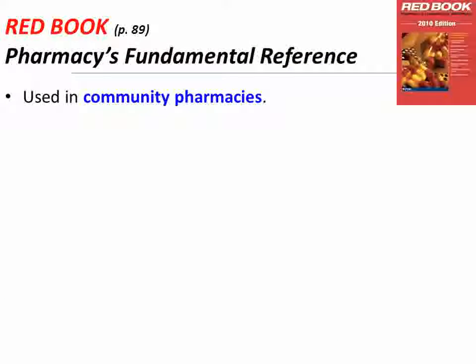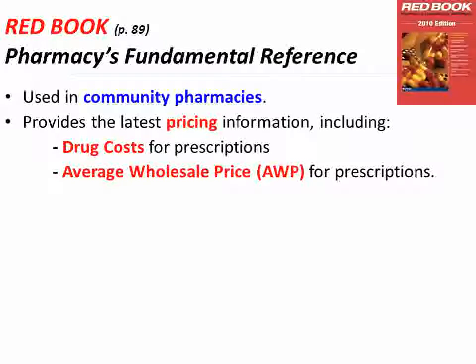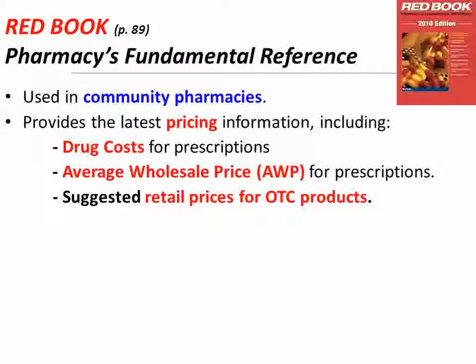The Red Book is also used in community pharmacies, and this is the book we go to when it has anything to do with the price of a drug. So the Red Book has to do with finding out price information for a drug, and that includes drug costs for prescriptions. If you want to know the average wholesale price of a prescription, average wholesale price is abbreviated as AWP. Or if you want to know the retail prices for over-the-counter products.